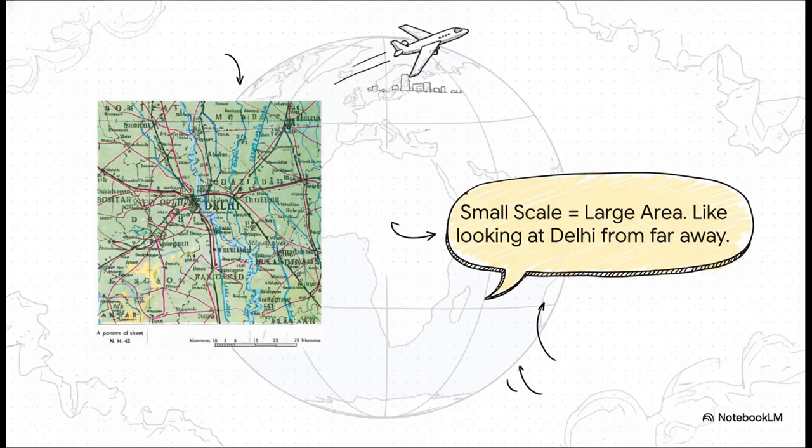We call this a small scale map. Why? Because it shows a very large area. You can see Delhi, Gurgaon, Ghaziabad, the whole NCR. But because you're looking from so far away, you see very little detail. It's like looking at your city from an airplane window.